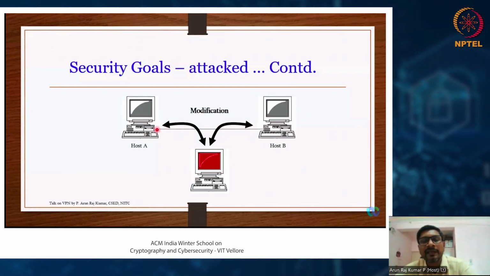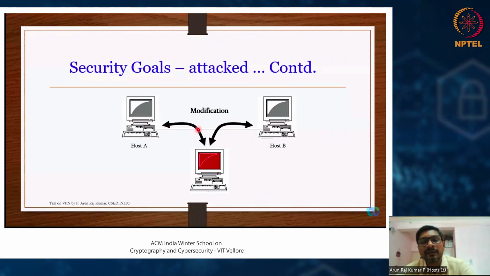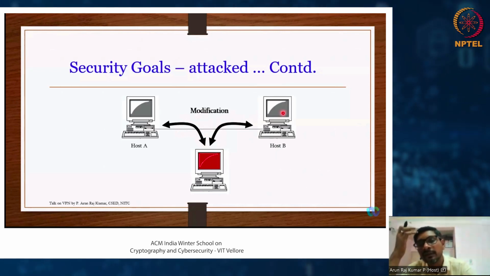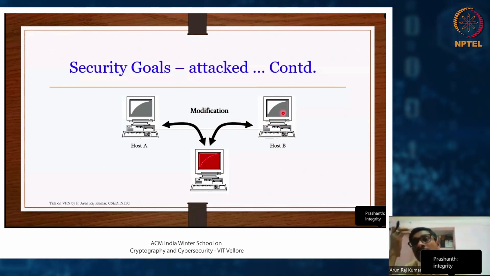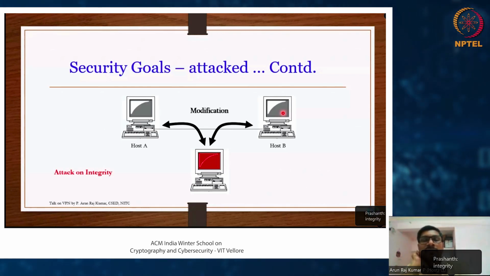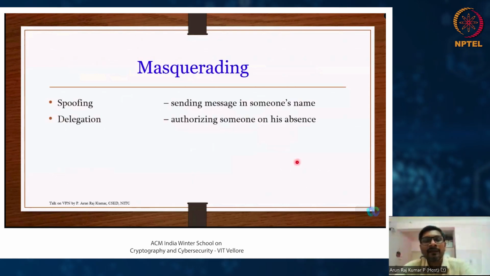And suppose A is sending data and it has been modified by the attacker in between and then sent to the destination. So what kind of goal is compromised here? So here there is a modification attack happening. So attack on which goal? Integrity. Okay, good. So there is an attack on integrity. You could see here.